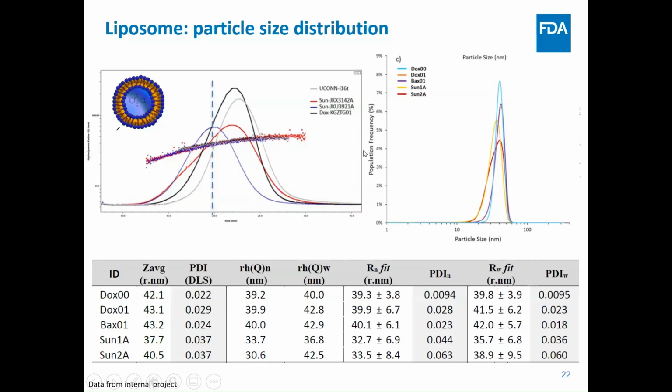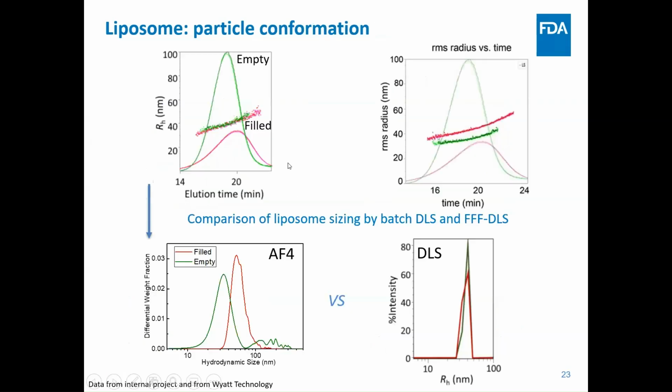Actually, we see some lot to lot or batch to batch variation for some generic products. As you can see, the red and blue color distributions are not the same, and they are from the same generic company. So AF4 has very high resolution. It tells us a lot about their actual particle size distribution. A unique thing for liposomes is that they depend on whether you loaded drug inside the core, so you may have empty or filled liposomes.